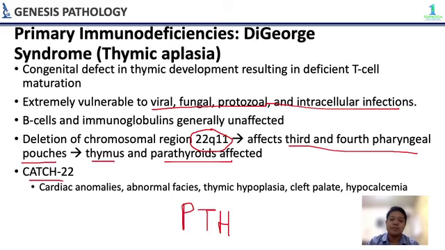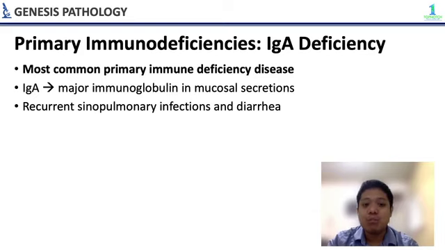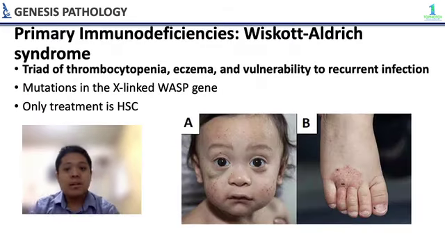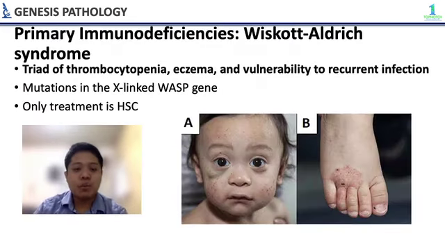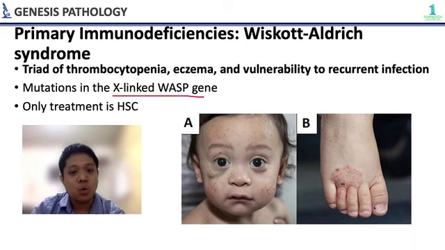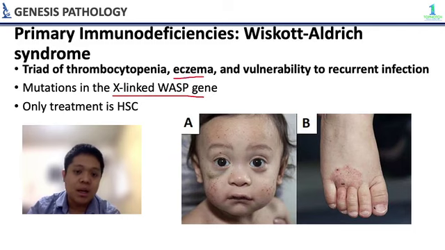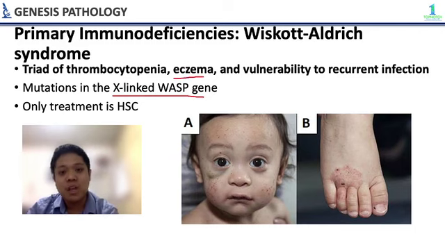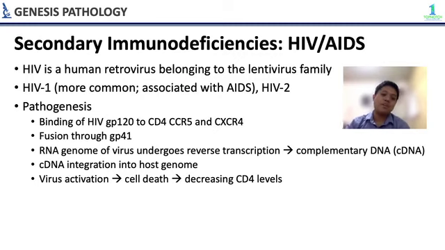patataasin ang calcium. Next, you have your IgA deficiency, which is the most common primary immune deficiency disease. Eh, diba ang IgA, nakikita natin siya sa mucosal surfaces. So, magkakaroon siya ng recurrent sinopulmonary infections and diarrhea. Next, you have your Wiskott-Aldrich syndrome, which is a triad of thrombocytopenia, eczema, and vulnerability to recurrent infection. So, yung mutation niya is X-linked WASP gene, Wiskott-Aldrich syndrome protein gene, and the only treatment is again stem cell transplantation. So, pag nakarinig kayo ng eczema plus immunodeficiency, always think Wiskott-Aldrich. Next, you have your primary immunodeficiencies.